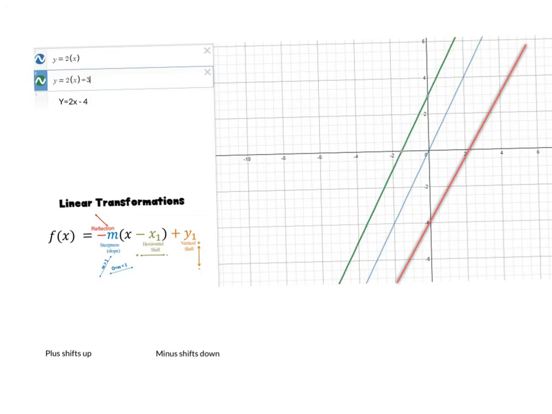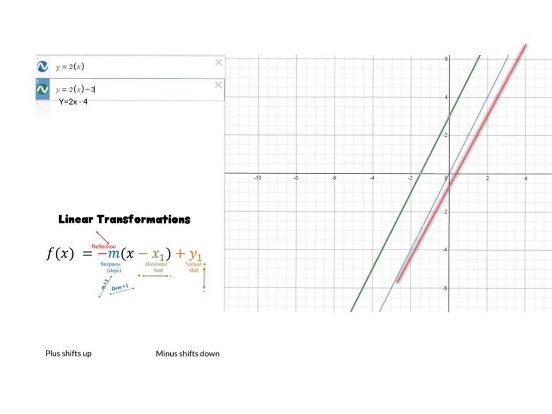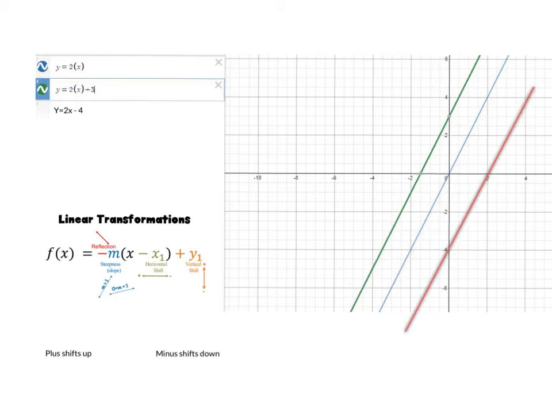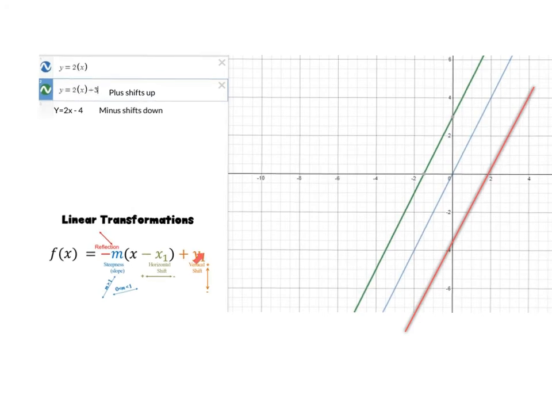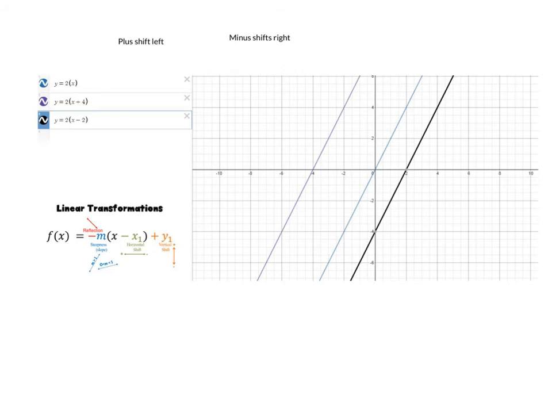Okay, so again, just to make sure we're all on the same page here, when we add a number, it shifts it up. So plus shifts up, and minus would shift down. And the number that I'm talking about here is this number right here. So when we're outside the parentheses and we add a number, it shifts it up. When we subtract a number, it shifts it down.